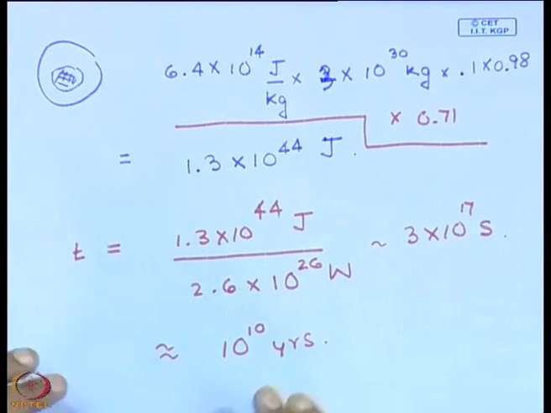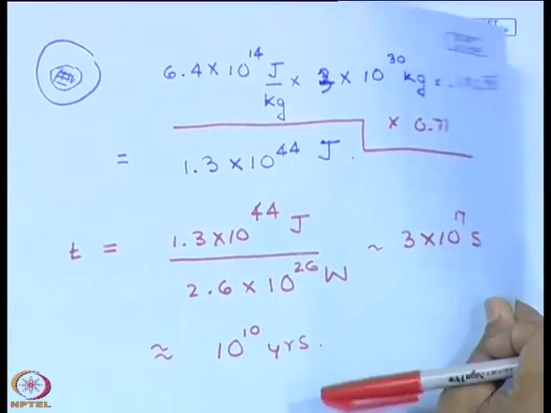So, the nuclear fusion, the conversion of hydrogen to helium, has adequate energy to power the sun for something like 10 billion years.